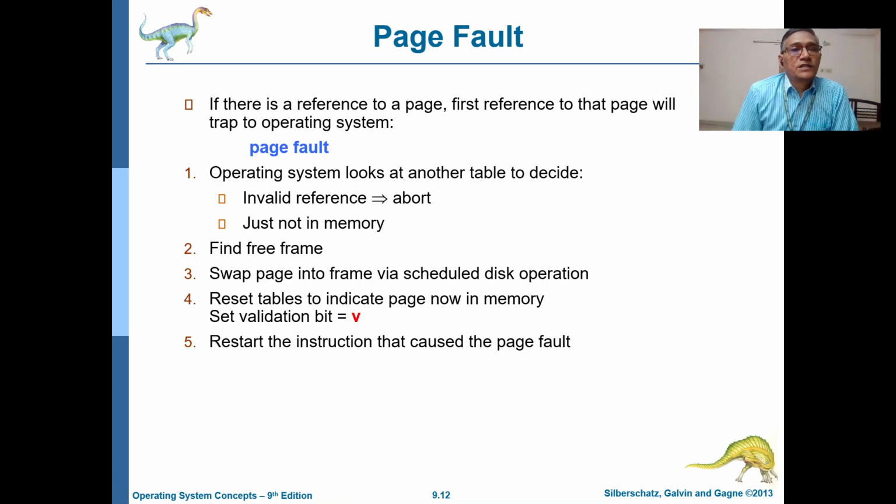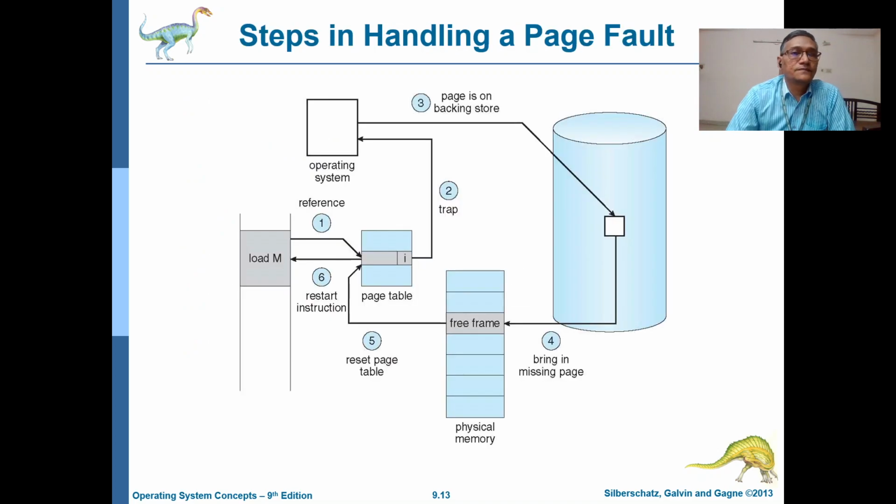A page fault occurs when the first reference to a page is trapped by the operating system. The operating system looks at another table to decide whether it is an invalid reference or just not in memory. It finds a free frame, swaps the page into the frame via a scheduled disk operation, then resets the table to indicate the page is now in memory. That means the validation bit is now V, and it restarts the instruction that caused the page fault.